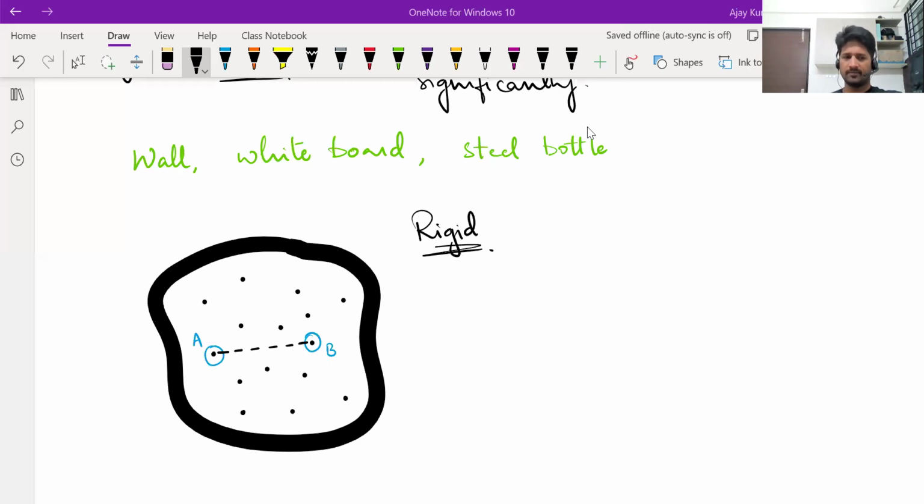Okay, sir. Any other characteristics any of you can mention? Okay. As this rigid body moves, what happens to the distance between two of its particles? Will it remain the same? Will it change?